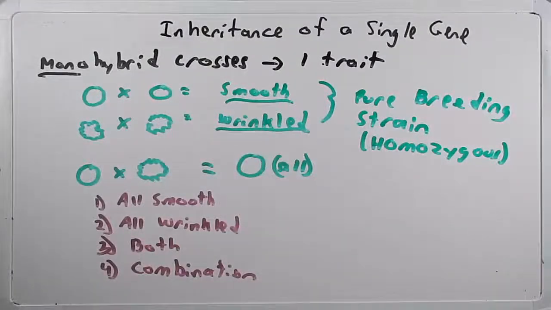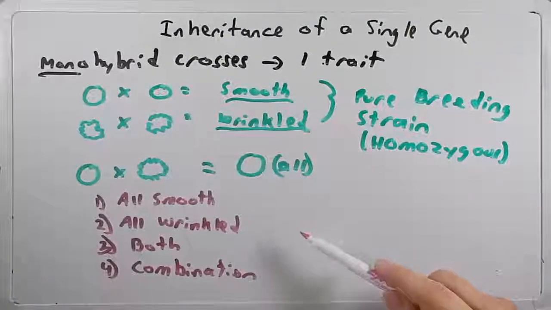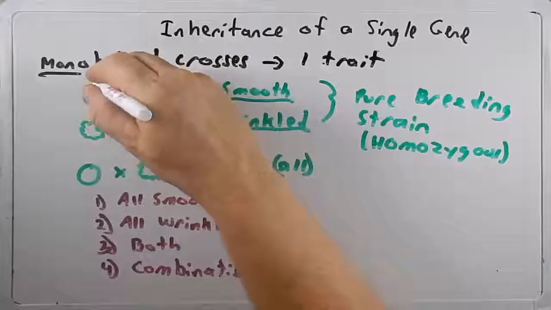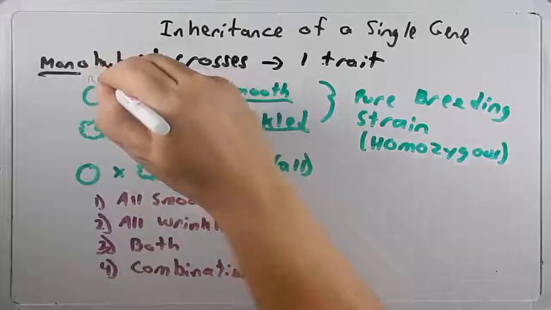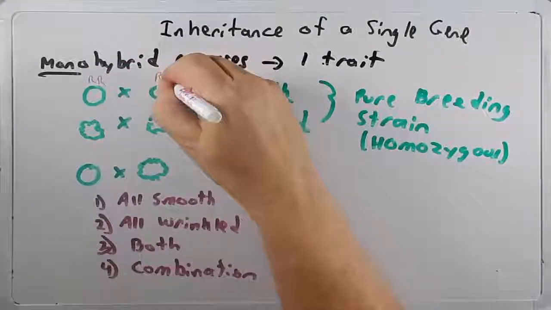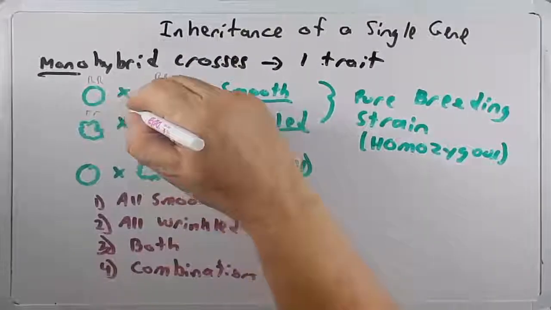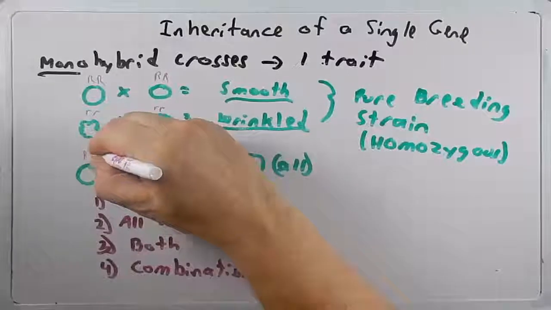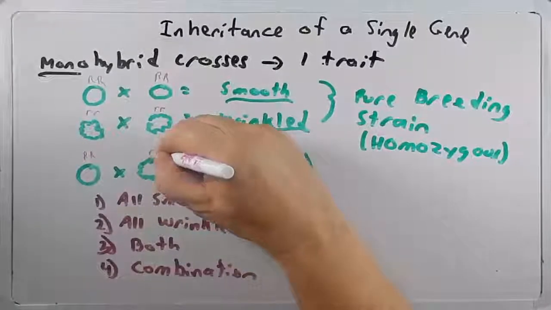All of them. Now, it's important to note that at this time, Mendel did not know about genes or chromosomes. But we can go back and look at this, and we know that these are all caused by a single gene. And so let's do this. This first one, let's call it big R, big R, and this other one, little r, little r. Same thing with this one, big R, big R, little r, little r.